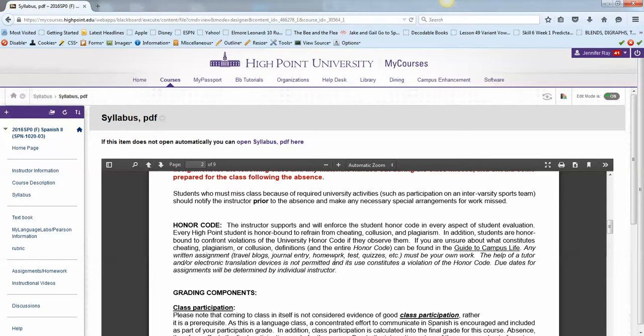Any written assignment, travel blogs, journal entry, homework, etc. must be your own work. The help of a tutor and or electronic translation devices is not permitted, and its use constitutes a violation of the honor code.